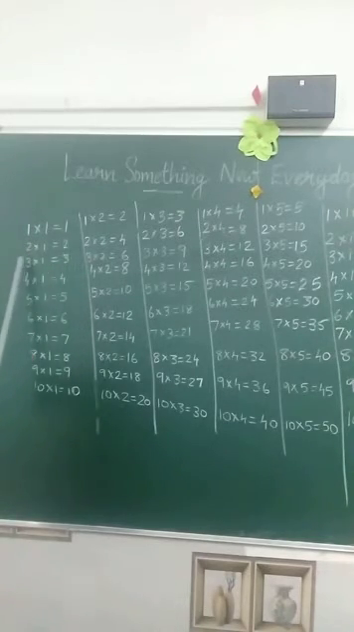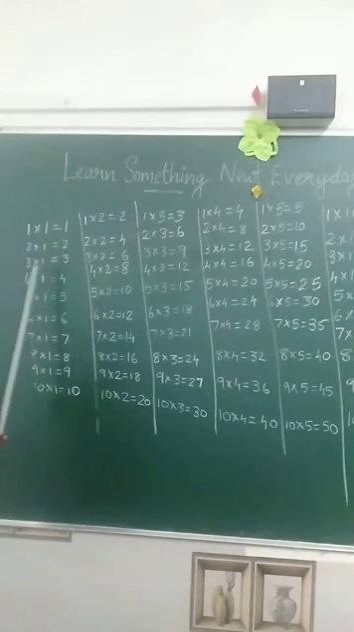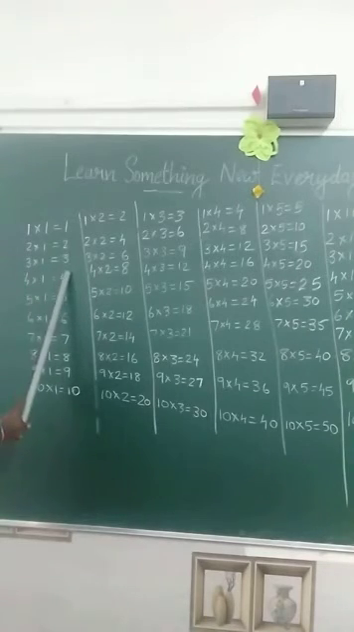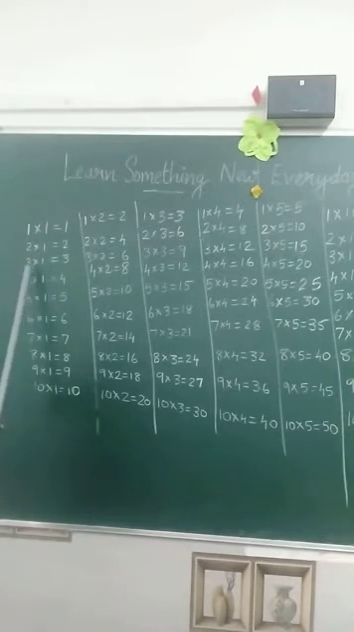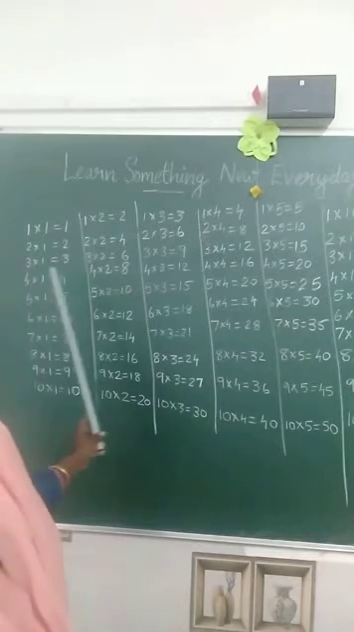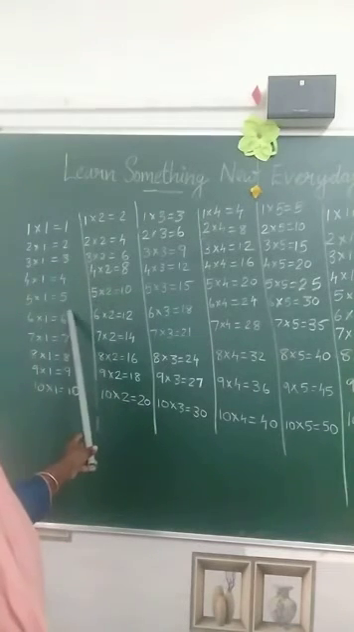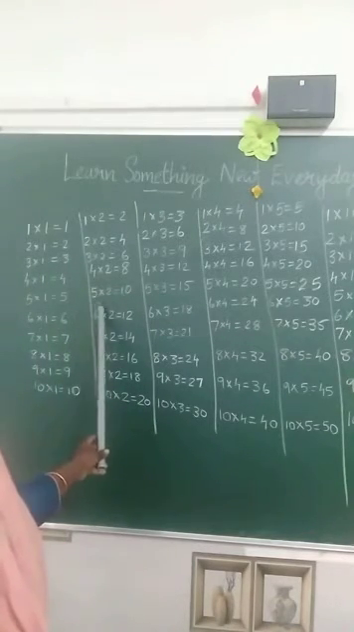Okay? If we multiply 2 with 1, the answer is 2. If we multiply 3 with 1, the answer is 3. This shows when we multiply a number with 1, the answer is the number itself.